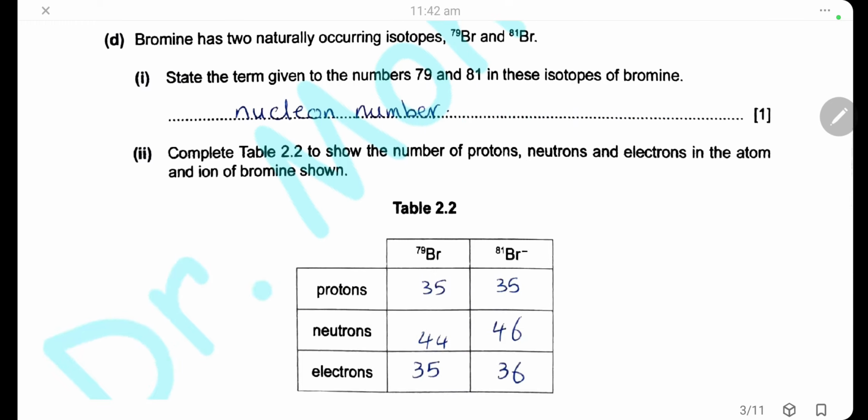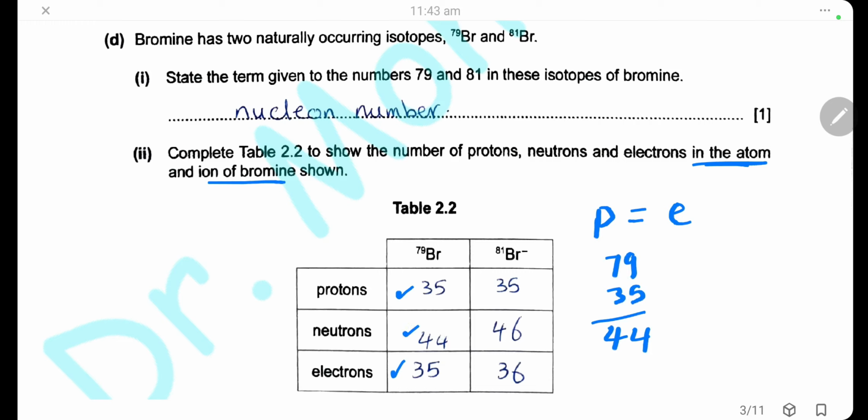Here we want to complete the table to show the number of protons, neutrons, and electrons in one atom of bromine and one ion of bromine. First, we will have one atom of bromine with the mass number 79. It's an atom, so it's neutral. That means the number of protons equals the number of electrons. We have 35 protons, so we will of course have 35 electrons. To get the number of neutrons, we will subtract 79 minus 35, so the number of neutrons will be 44.